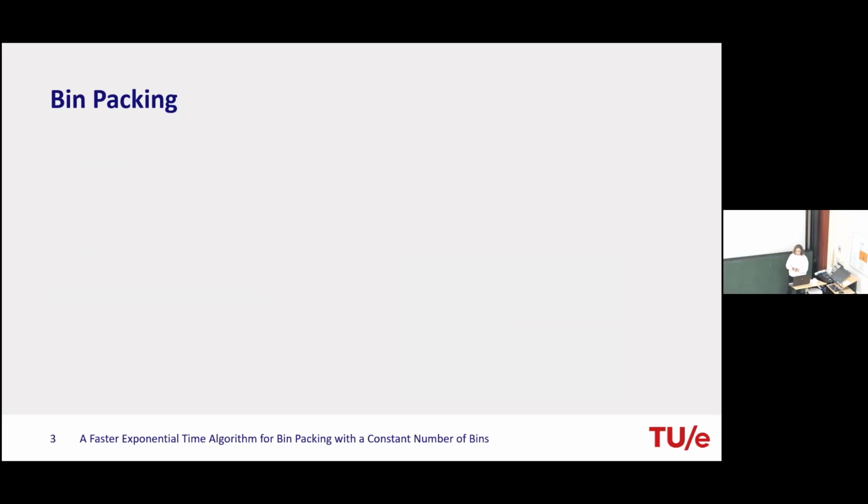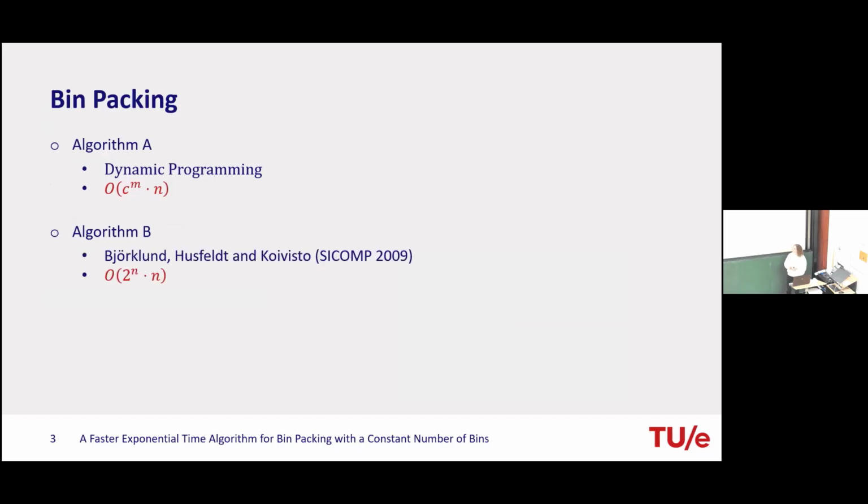Okay, so how can we solve bin packing if we want to solve it exactly? There's an algorithm A, which I would describe as a dynamic programming algorithm, and this runs in time C, so that's the capacity, to the number of bins times n. I'll get later into this algorithm a little bit more. And there's also another algorithm that you could use, algorithm B, I'll call it today, and that's an algorithm based on methods from Björklund, Husfeldt, and Koivisto from 2009, and this runs in 2 to the power n times n.